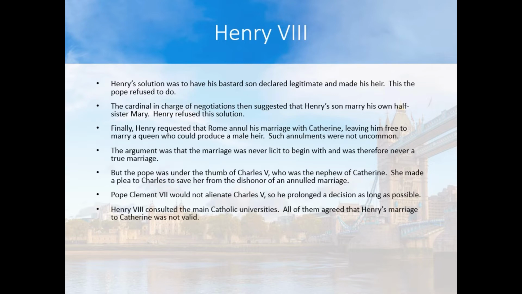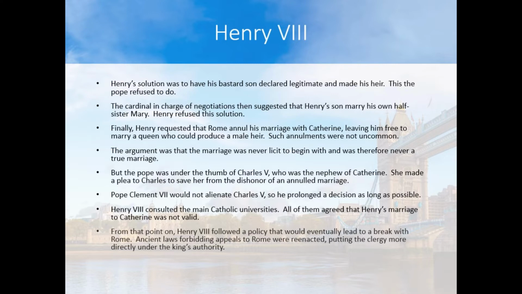Henry VIII consulted the main Catholic universities. All of them agreed that Henry's marriage to Catherine was not valid. So his thinking was, okay, the Pope's not going to give me an answer, so I'll just go find the answer myself. So let me go to the guys that know more about church law, more about church doctrine and theology than anybody else. And that would have been the heads of these major Catholic universities. And they all said the same thing. They said, no, yeah, the Pope can't do that. This marriage is not valid. And so in Henry's mind, that's all he needed.